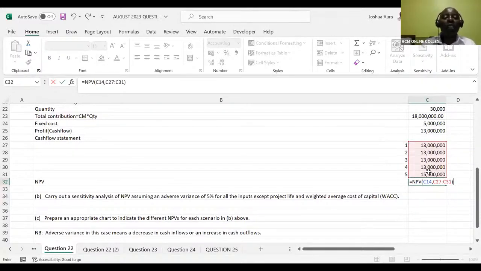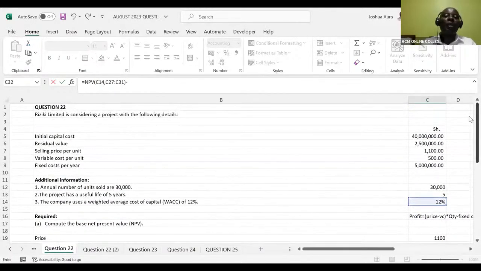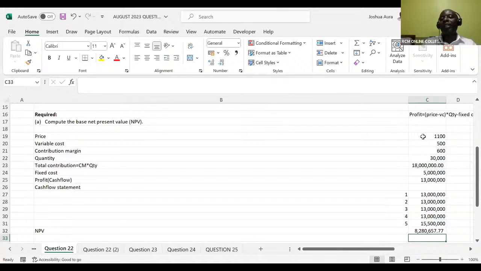But you see, I want net present value. So how do I get net present value? I'll come and say minus the initial outlay. Do we have the initial outlay? Oh, yes. You can either copy it directly from here or you type. So in this case, you'll come and put like that, and then you say enter. You can see I'm able to get now my net present value.